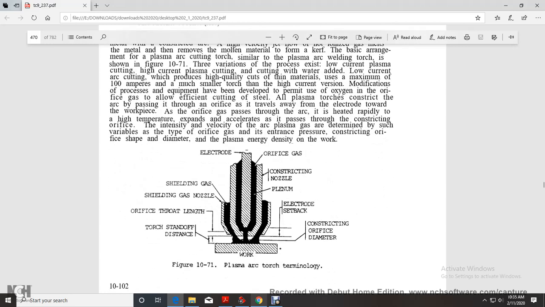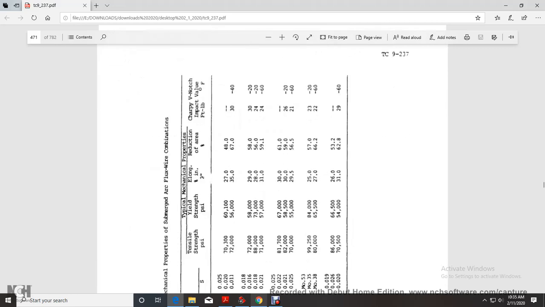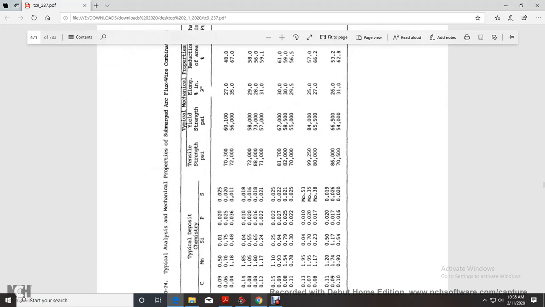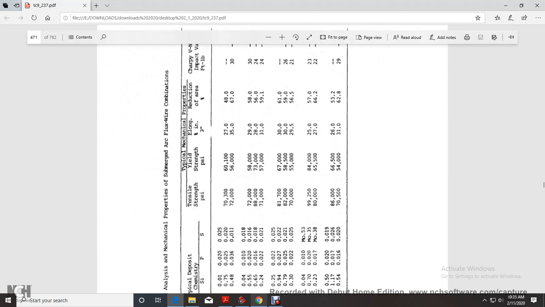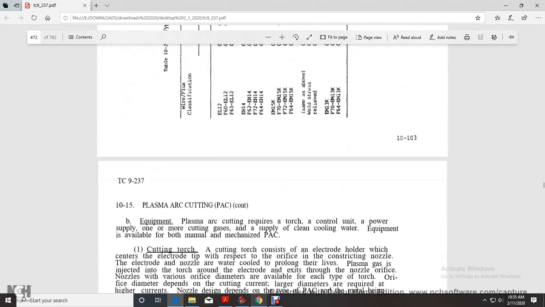Figure 10-71 shows the plasma arc torch terminology, starting with electrode, orifice constriction nozzle, plenum, electrode setback, constriction orifice diameter, work torch standoff distance, orifice throat length, shielding gas nozzle, and shielding gas. This shows a typical analysis of mechanical properties of submerged arc weld, flux core wire combinations.